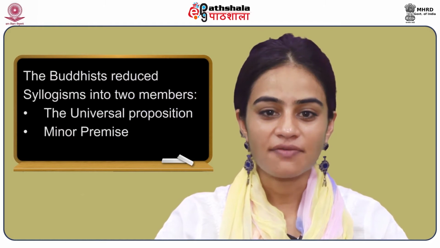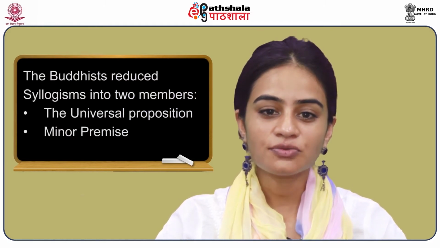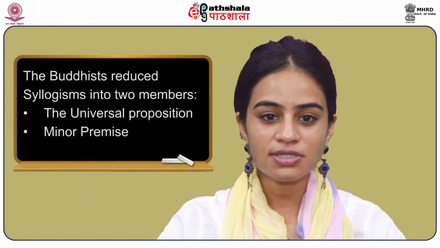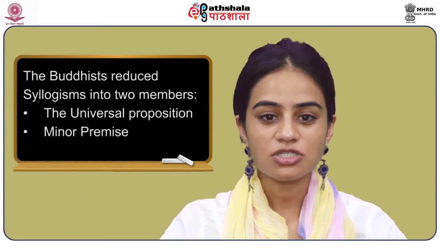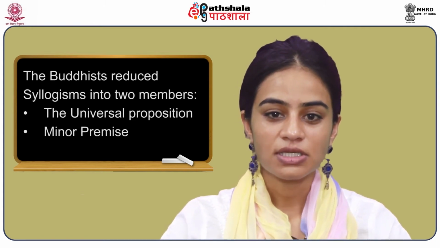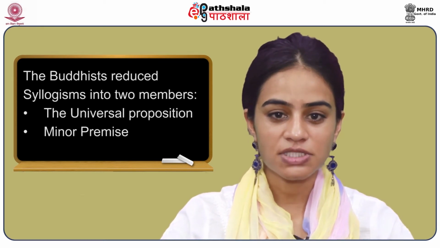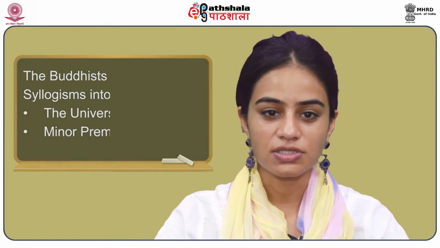The Buddhists reduce the syllogism to two members, the universal proposition with the example tagged on, and the minor premise. In the Buddhist syllogism, as propounded by Dignaga and Dharmakirti, the psychological factors were carefully eliminated and the syllogism received a perfectly logical shape.